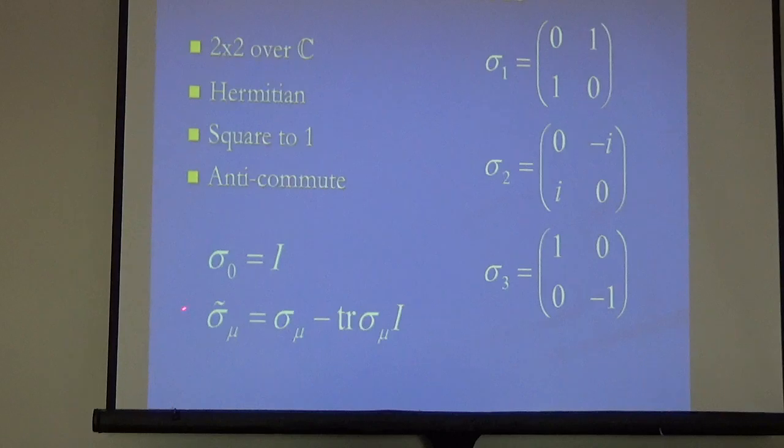And I will also sometimes want to put a tilde over one of these things, which is just the trace reversed version. So it's the original Pauli matrix minus the trace. Notice that all three of the Paulis are traceless, so all I'm really doing is changing the sign on the identity. This 0 index corresponds to time, and so the trace reversal always corresponds to raising or lowering an index in relativity.